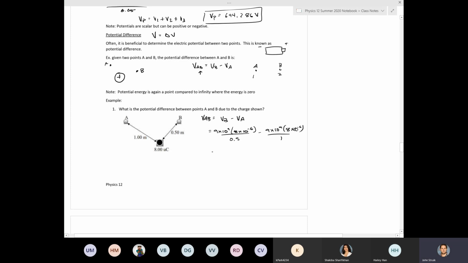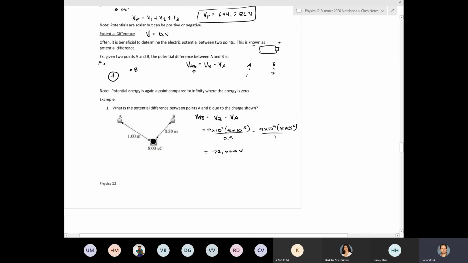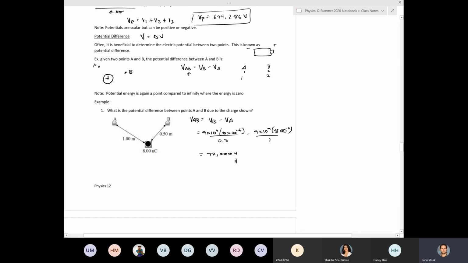And that's going to give me a value of 72,000 volts. Okay, so the difference between both of those points, the difference in electric potential, it's hard to differentiate between these things, is the voltage. And so you definitely use volts when you're doing potential difference.